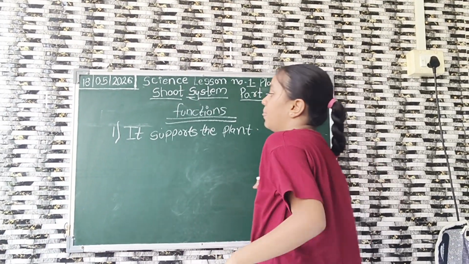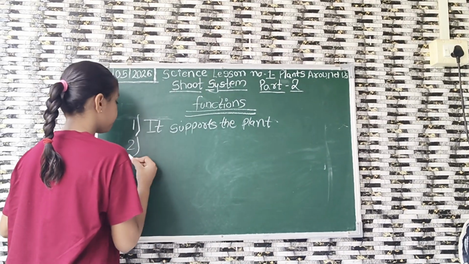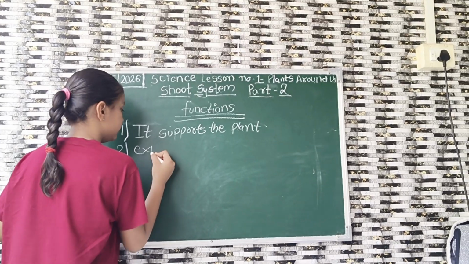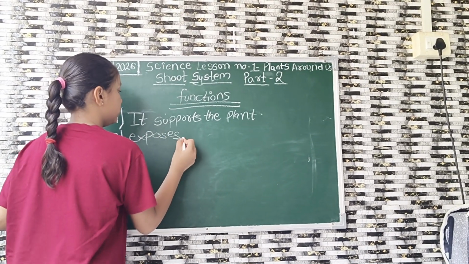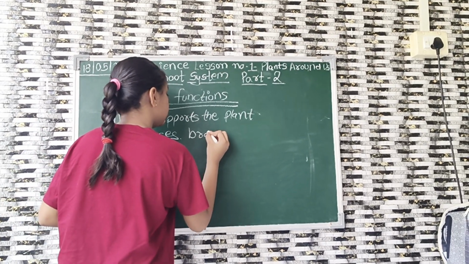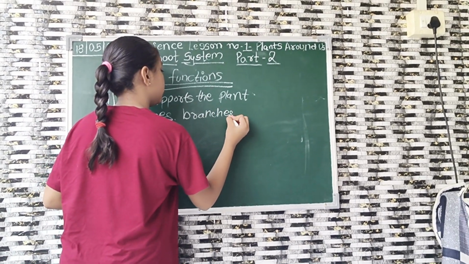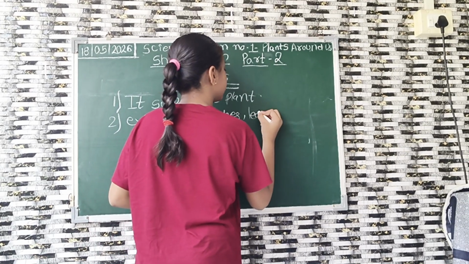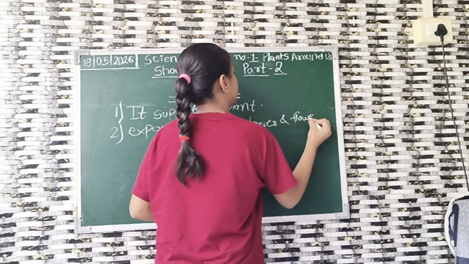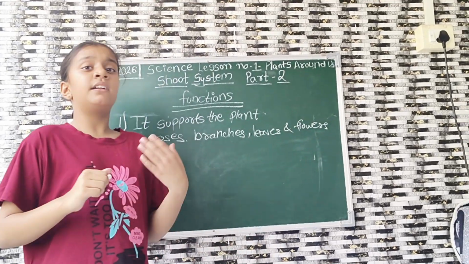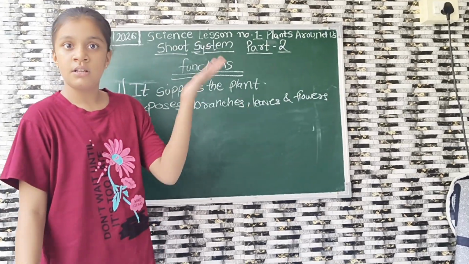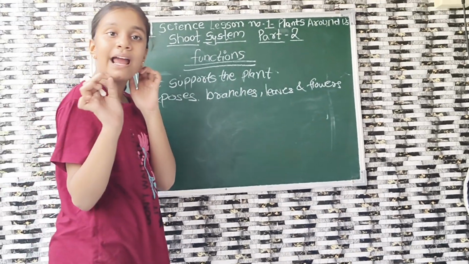Understood? Now the second function is that the stem exposes branches, leaves and flowers. Now you will ask, but why does it expose branches, leaves and flowers? Let me explain.